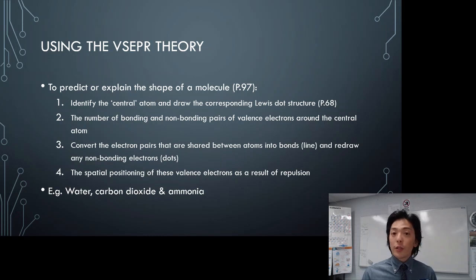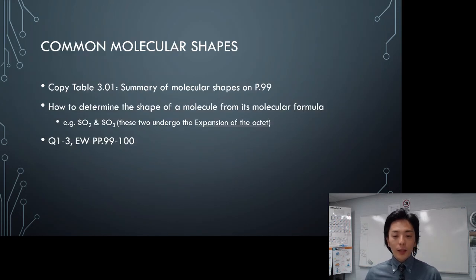Now, water, carbon dioxide, ammonia, we can look at that, as well as the summary of the molecular structure shapes on page 99. When you look at that, you can find one answer for most of them. And we'll also look at how to determine the shape of a molecule from its molecular formula, i.e. SO2 and SO3. They would have more than 8 electrons around the sulfur. That's what you would notice. But I'll be explaining that anyway.